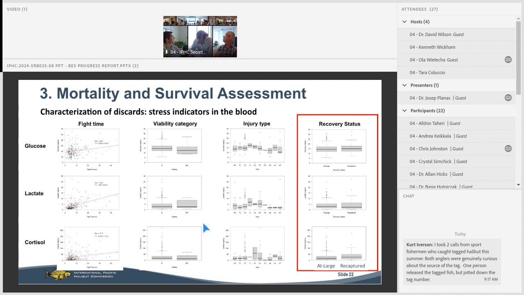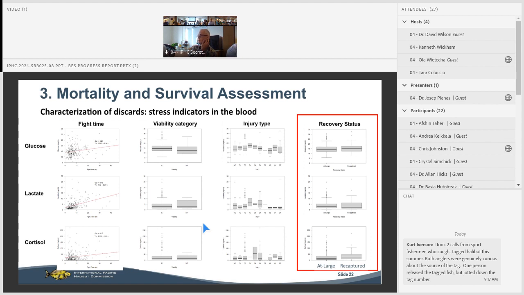So this is just a brief update in response to a request at SRB025 to look at the recovery status of fish and how some of the parameters we've been looking at to characterize the discards played out. I've presented the first three columns before, but essentially by row, these are stress indicators that we looked at in blood plasma. The first column is glucose, looking at how glucose changed against fight time. The viability category is what the animal is characterized at release by the observer methodology, whether it's in excellent condition, moderate, poor, or typically dead. In this case, there was no dead fish released, and we pooled the moderate and poor because there were so few observations. We looked at the effect of injury type on the blood parameter, and then the last column is the new one, and that's looking at recoveries of fish.